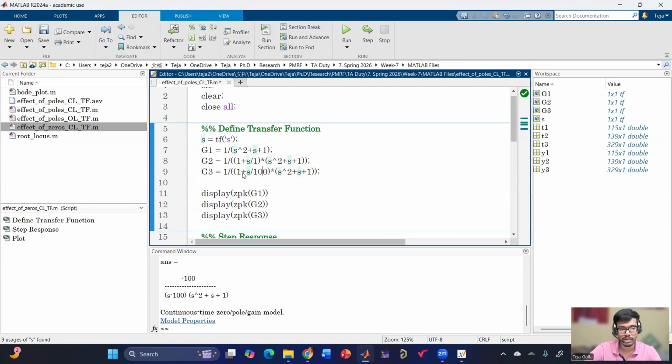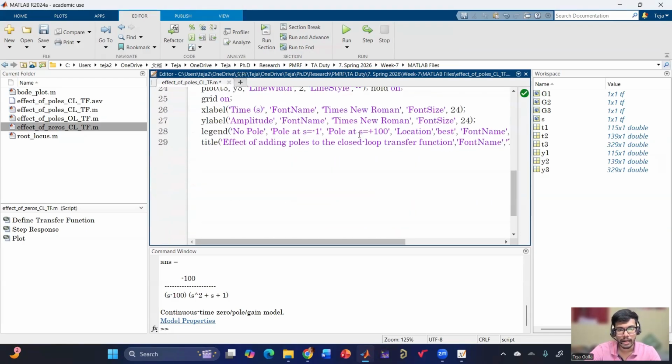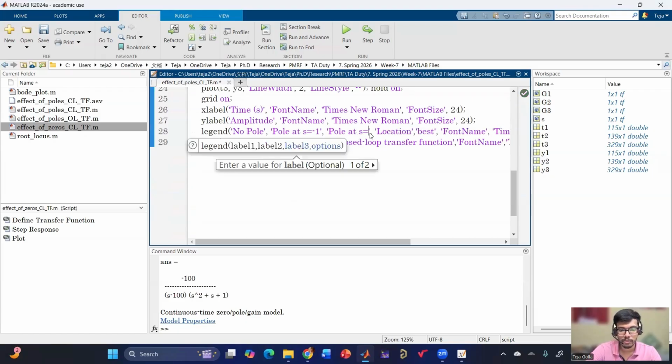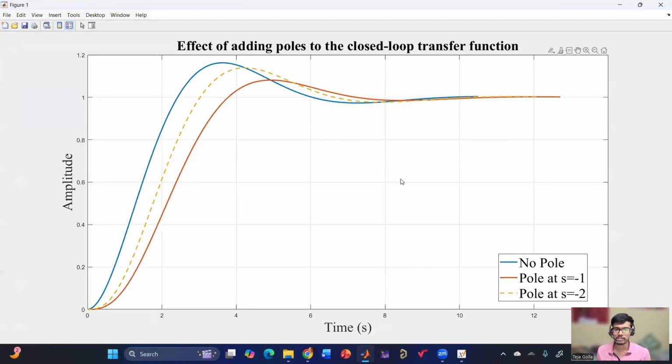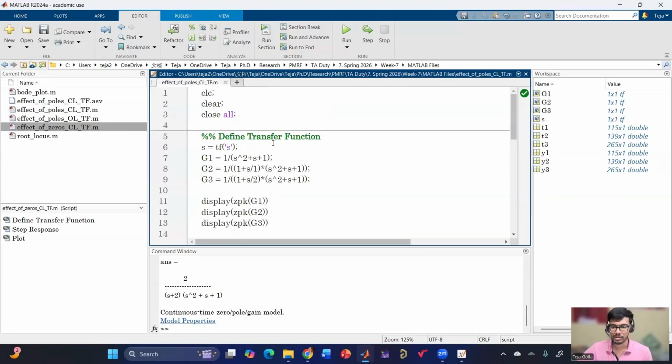Yeah. So this is my original example. So s+2, s+1, and then this will be at -2. If it is far away, like the yellow color, it will have relatively lesser impact, whereas if it is closer to the imaginary axis, it will have more impact. So that's all about the effect of poles on the closed loop transfer function. I hope the MATLAB simulation helped you to visualize how the effect is coming.